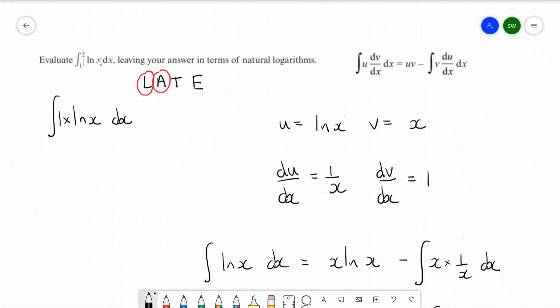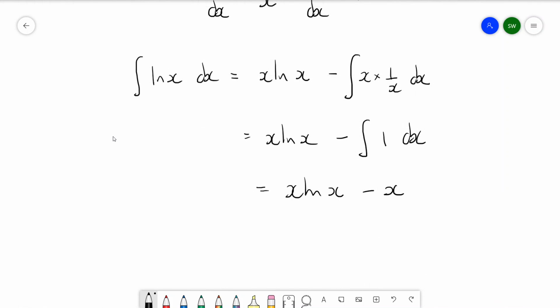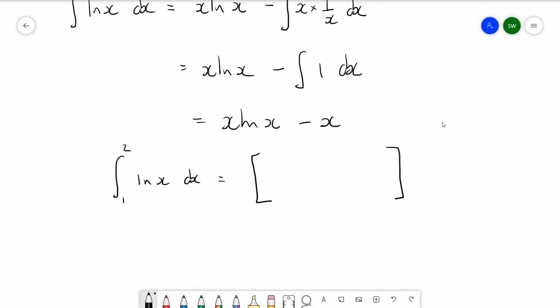And if we go back to our original question, we had a definite integral with limits of x equals 1 up to x equals 2. So at this point, we can deal with the fact that we've got limits. So we can just put our integral into a square bracket to show that we're going to sub in the limits of 2 and 1, and we know that the integral is x log x minus x.